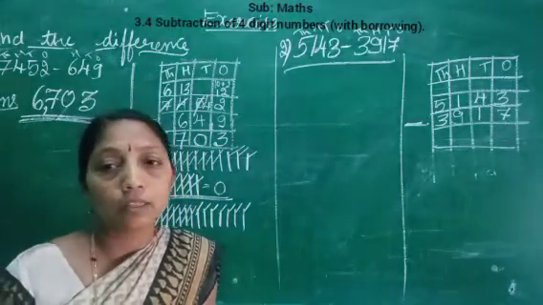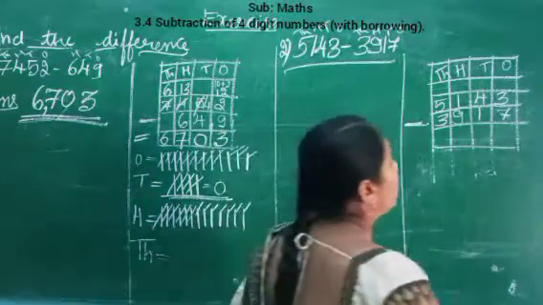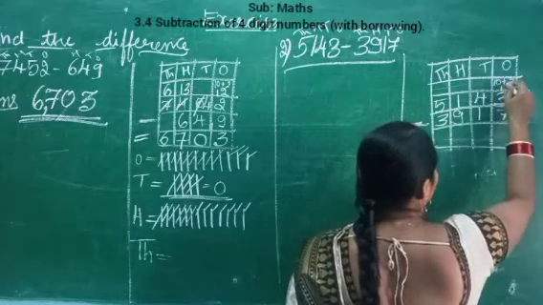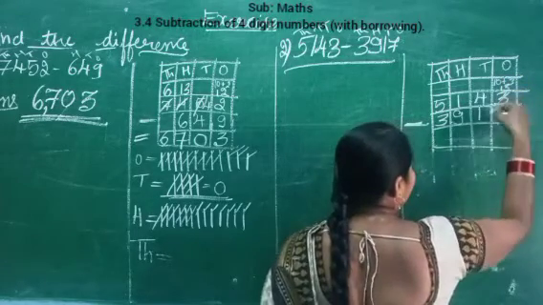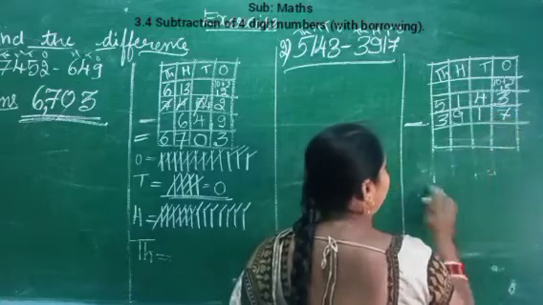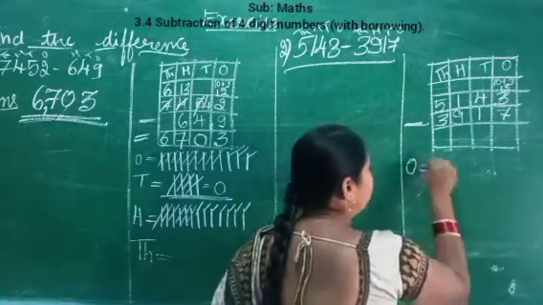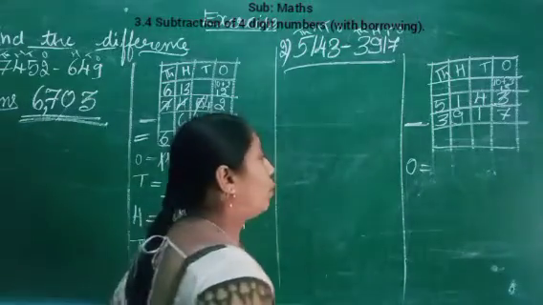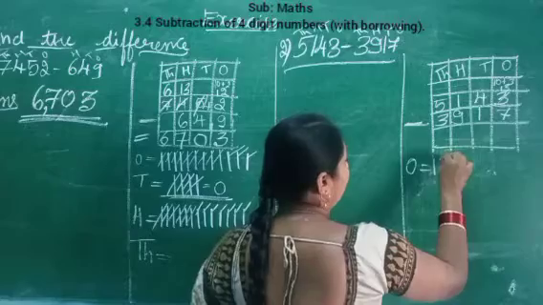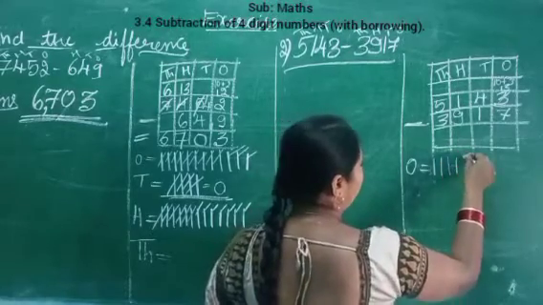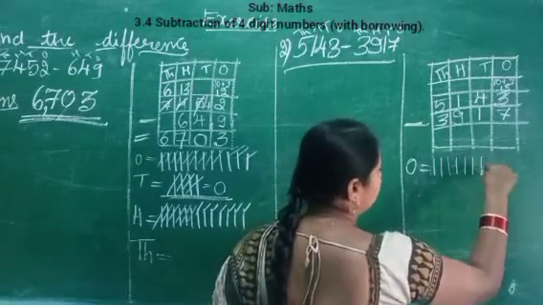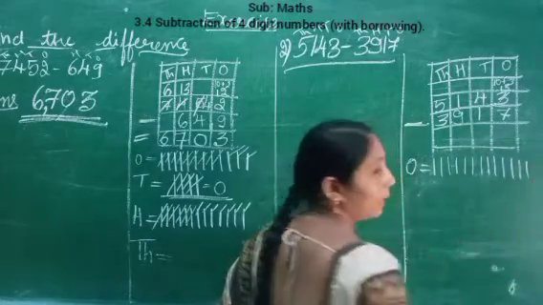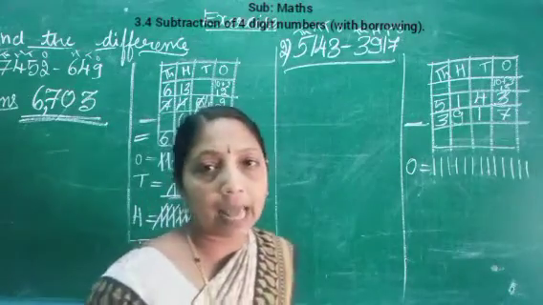We borrow the one number. It comes to 1. 1 is 10. 10 plus 3, it comes to 13. 13 minus 7 is easily subtracted. Dear students, we draw the 13 lines. Okay children, say with me: 1, 2, 3, 4, 5, 6, 7, 8, 9, 10, 11, 12, 13. We draw the 13 lines.